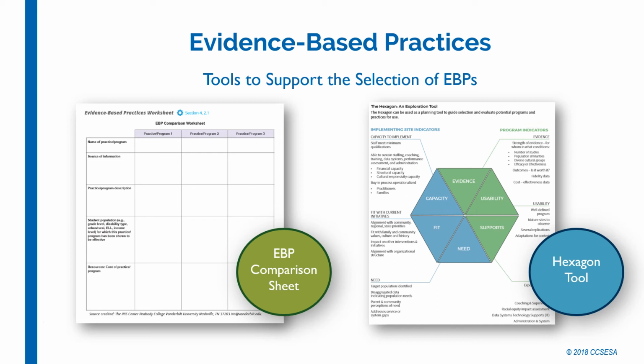This tool is a matrix to compare programs and practices using a variety of factors, including target student population, resources required for implementation, and time required. The hexagon tool provides teams a structure for discussions around 6 components: capacity, fit, need, evidence, usability, and support. We encourage you to pause this module and download each of these tools for your review and use in planning and implementing evidence-based practices.